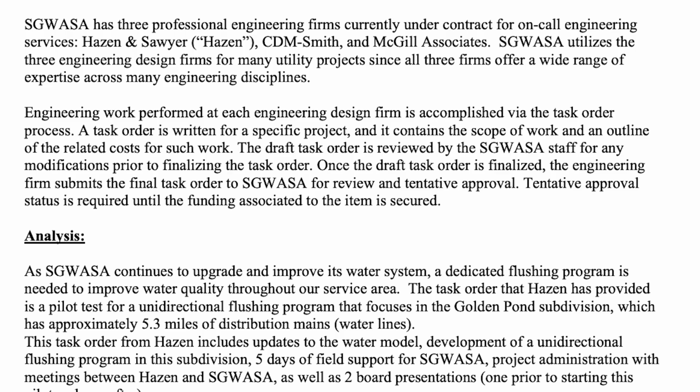So engineering work performed at each engineering design firm is accomplished via a task order process. Task order is written for a specific project, and it contains the scope of work and an outline of the related costs for such work. The draft task order is reviewed by SGWASA staff for any modifications prior to finalizing the task order. Once the draft task order is finalized, the engineering firm submits the final task order to SGWASA for review and tentative approval. And tentative approval status is required until the funding associated to the item is secure.